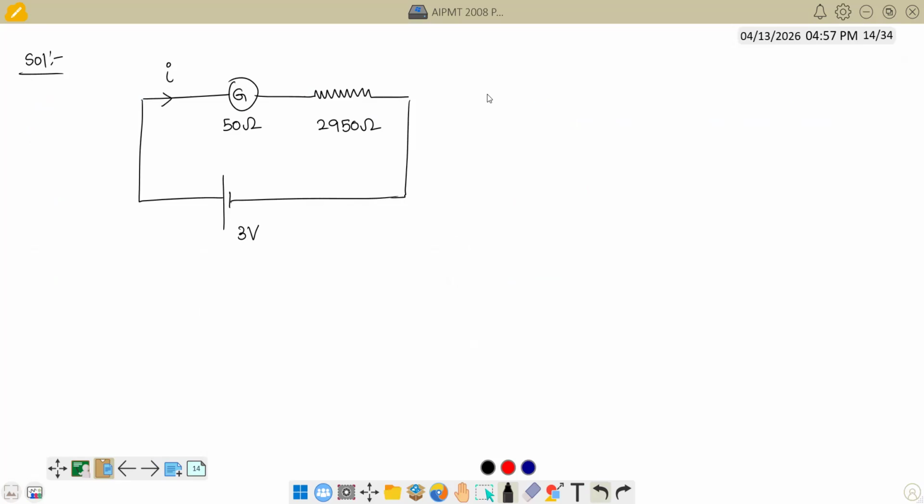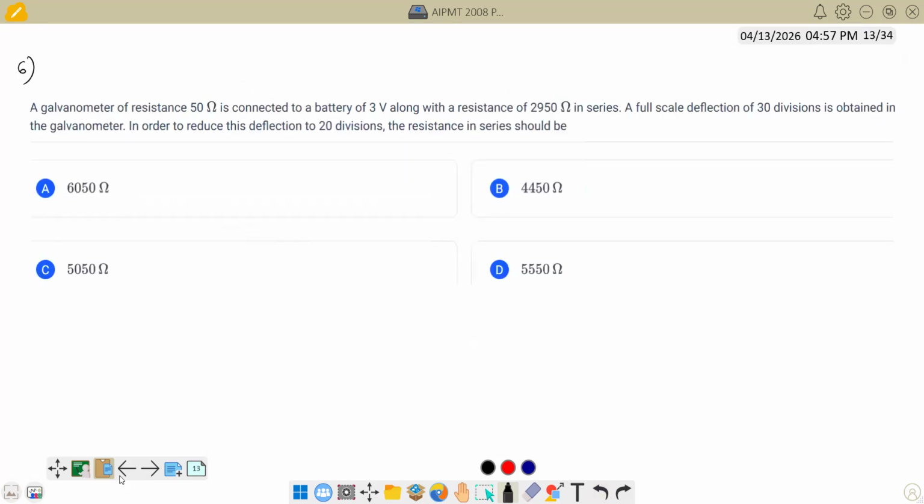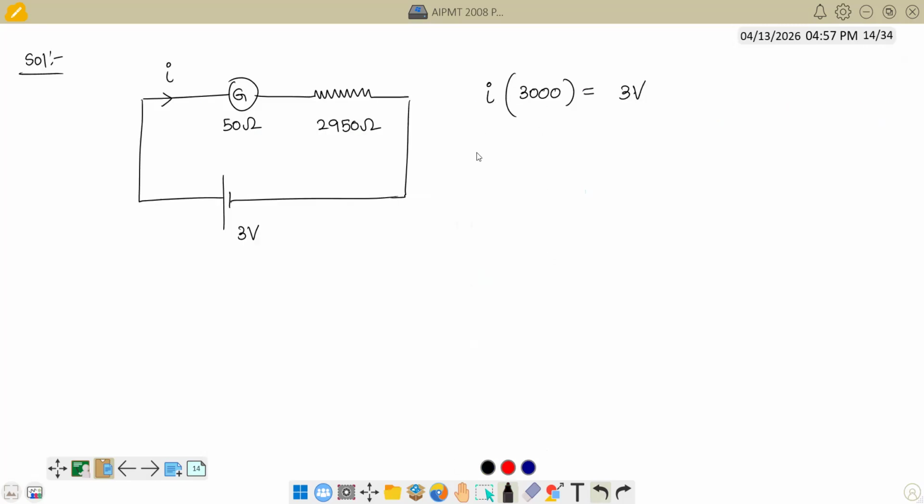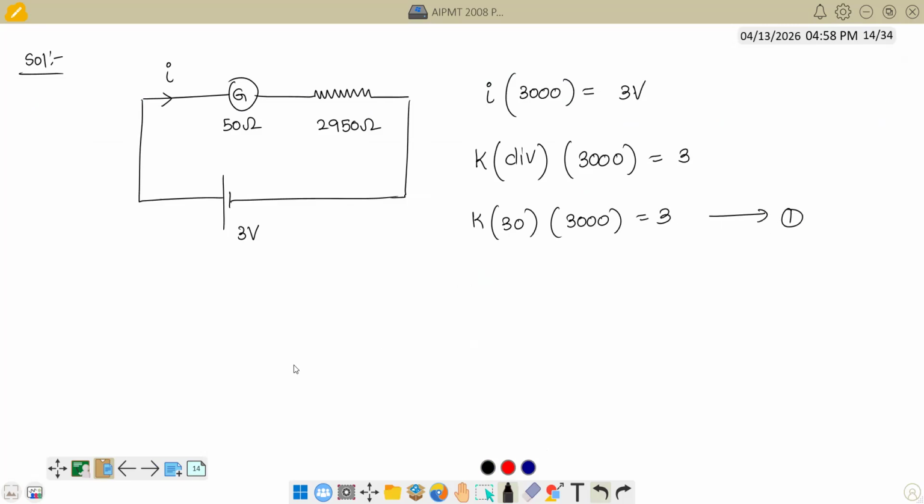And we get a current here. So we can write I into R, where total R effective would be 50 plus 2950, so 3000, equals 3 volt. Rather than giving the value of I, the author is telling the full-scale deflection of 30 divisions. If the number of divisions is given, in place of I we can write some constant K into divisions. So K into 30 into 3000 equals 3. We'll keep it as equation 1.